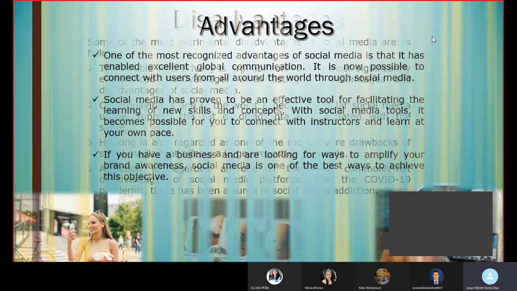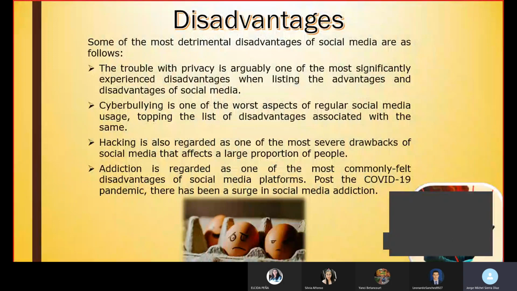Okay, now let's move on to disadvantages. Some of the most detrimental disadvantages or drawbacks of social media. Well, first, the privacy of the people, of each one, is very vulnerable in social media.